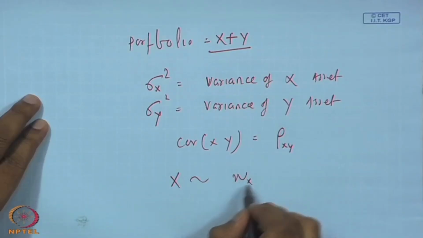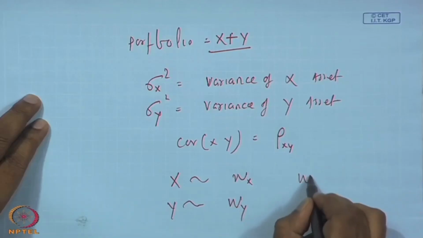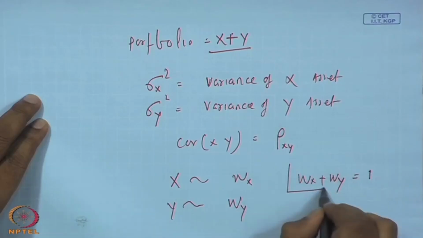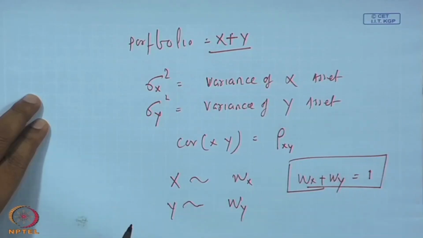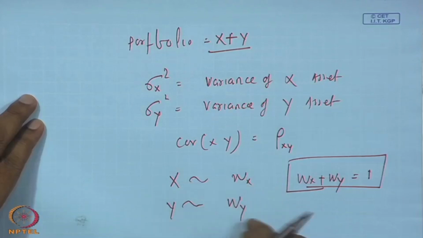Then the portfolio has some amount of money, suppose x has a weight of w x and y has a weight of w y. So, if you add w x plus w y, it will be 1, w x plus w y is equal to 1.